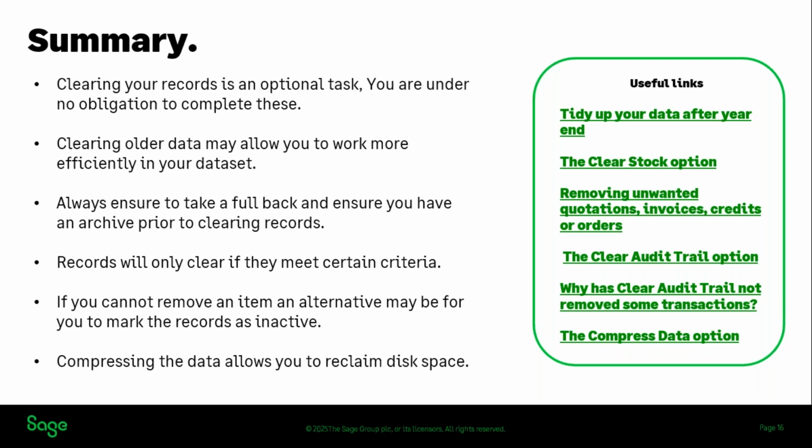Okay, records, like I said, will only clear if they meet certain criteria, and that goes for clear audit trail and also for customers, suppliers, and nominal codes. And if an item can't be removed because perhaps the clear audit trail can't clear it down because it's not meeting one of the criteria, then you can mark items as inactive there. And that final step of compressing the data will allow you to reclaim any disk space too.